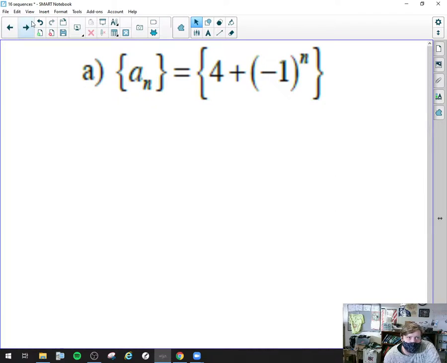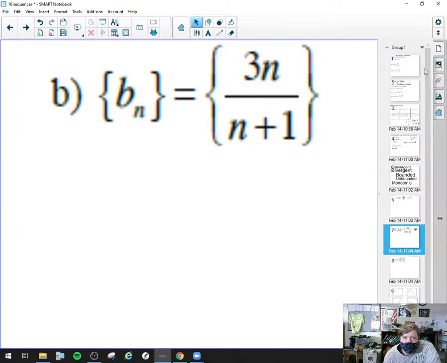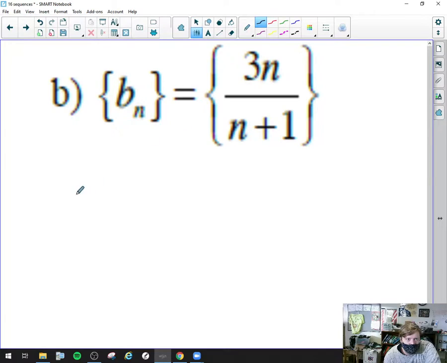So let's see. This next one, we want to look at these terms. Oh, this is a new version of the file, so I have to refind these. So it's 3 over 2, and then 6 over 3, which is 2, and then 9 over 4.